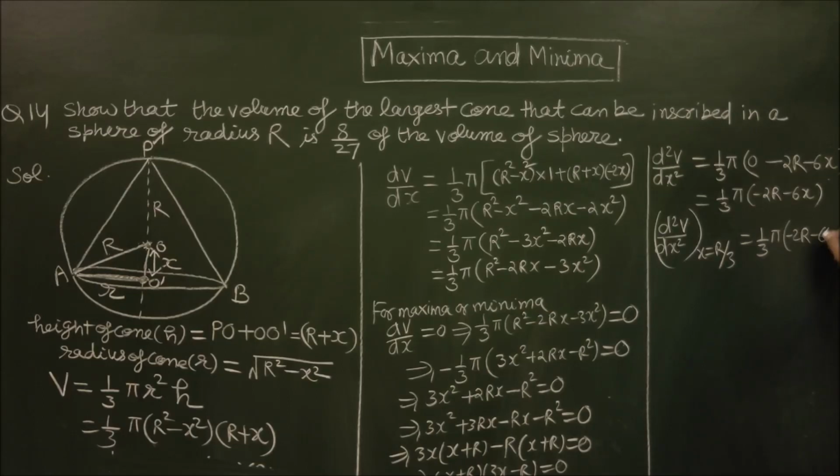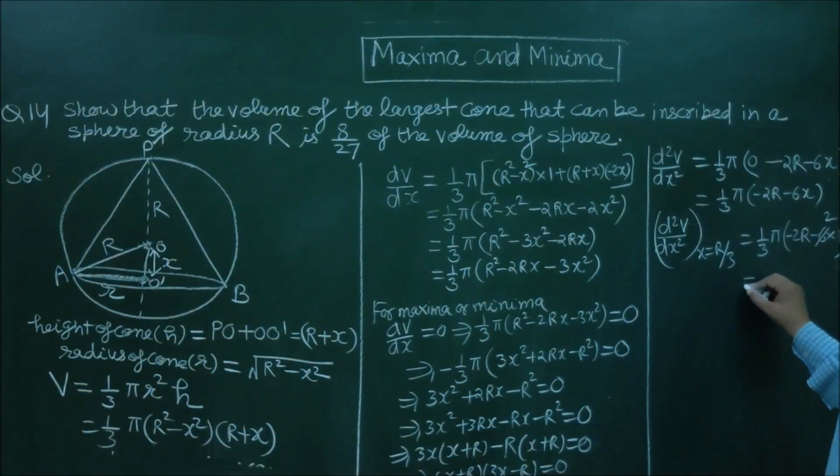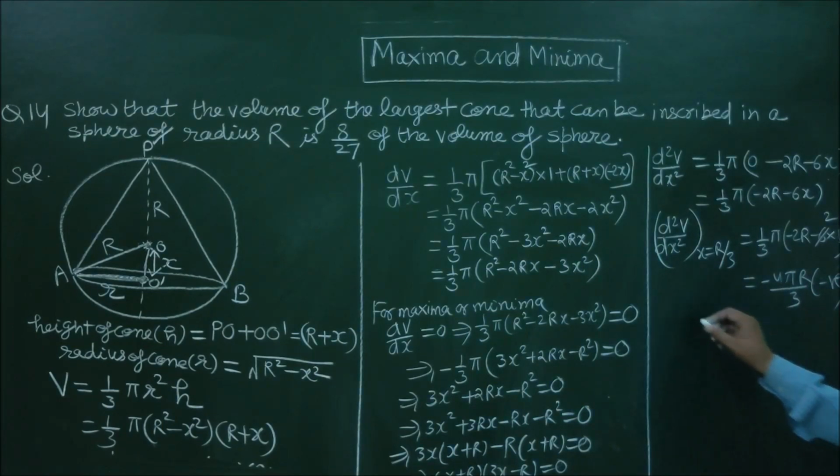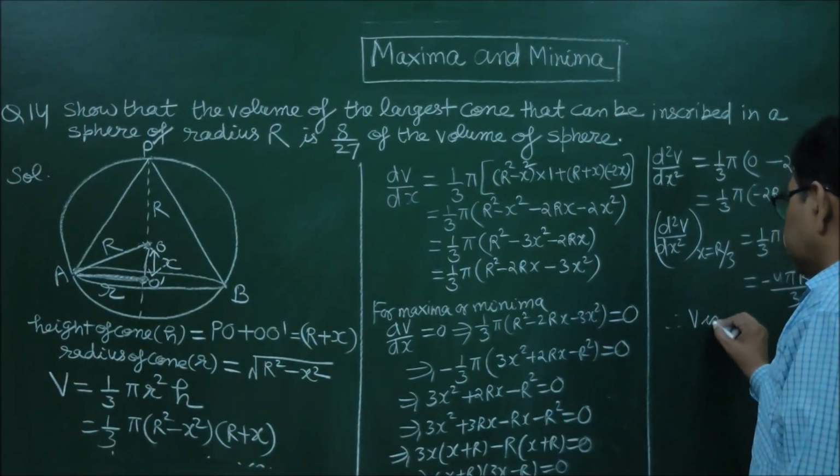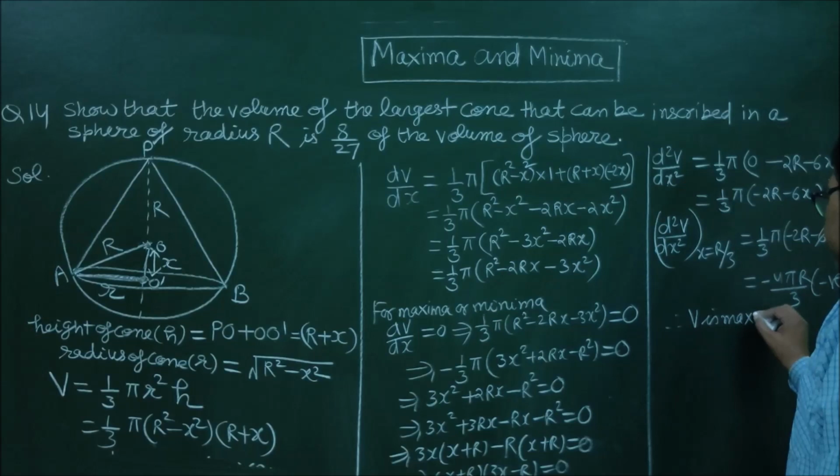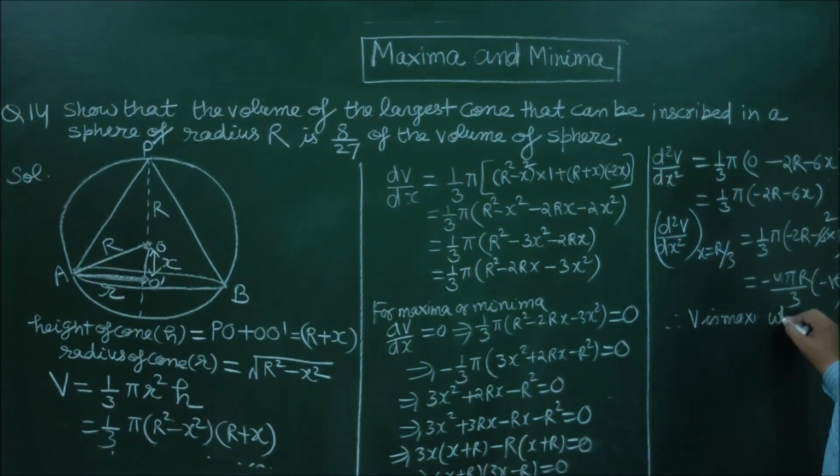So the 3 and 2 times cancelled. So we get minus 4 pi r upon 3, which is a negative quantity. Negative. Therefore, volume is maximum when x is equal to r upon 3. Now let us find the maximum volume. So when x is equal to r upon 3, the volume is maximum.